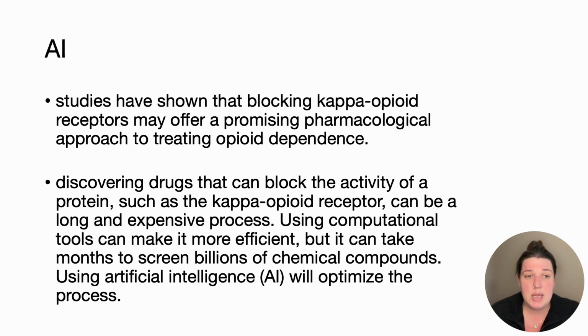For AI, studies have shown that blocking kappa opioid receptors may offer a promising pharmacological approach to treating opioid dependence. Discovering drugs that can block the activity of a protein such as the kappa opioid receptor can be long and expensive. So using AI tools can make it more efficient, but it can take months to screen billions of chemical compounds. So using artificial intelligence will optimize this process.